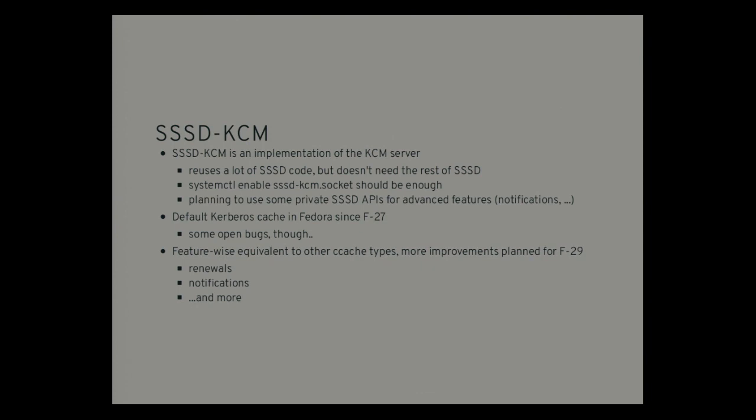KCM is the default Kerberos cache since Fedora 27. There are bugs, though. Some are still open. I didn't really have that much time to look into them, but I will in the next couple of weeks. The current version of what we have in Fedora is just equivalent to the other ccache types. We don't really have implemented the features like the renewals and notifications. But we are going to. It's on my to-do list for Fedora 29.